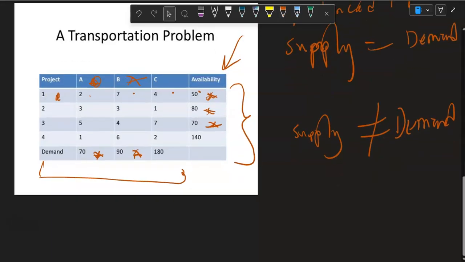So let us try to solve this. And there are different methods, basically, that you use to solve this type of linear programming problem. Okay, we have the northwest corner rule or method. We have the row minimum method. We have the column minimum method. We have the least cost method. We have the VAM, which is otherwise called the Vogel approximation method.